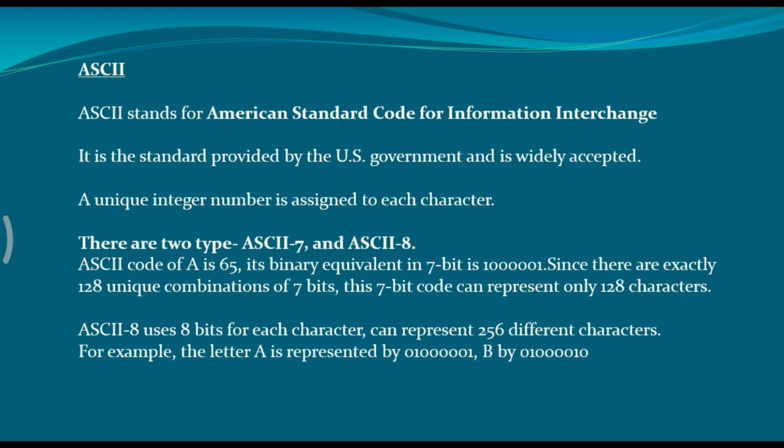For example, the capital letter A is represented by 01000001 and B by 01000010. In ASCII 7, there are only 7 bits. In ASCII 8, there are 8 bits for each character. Using ASCII 7, we can represent a maximum of 128 characters. Using ASCII 8, we can represent a maximum of 256 different characters. These are the two differences between ASCII 7 and ASCII 8.